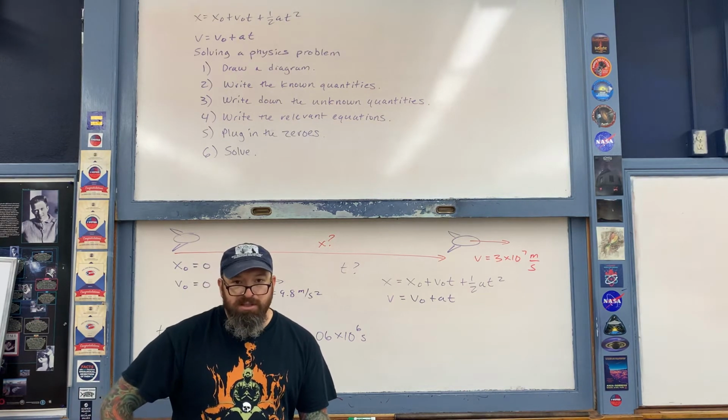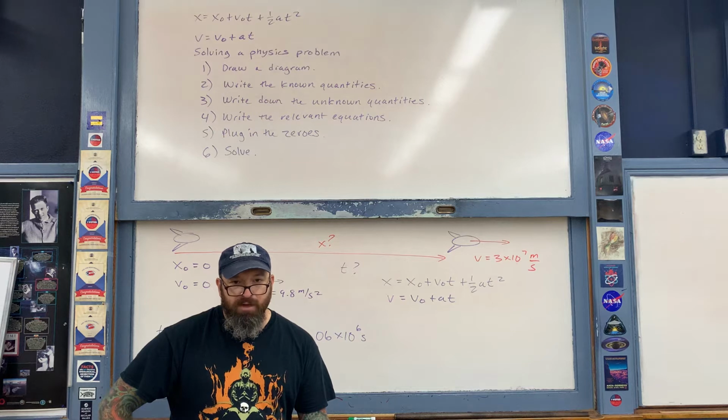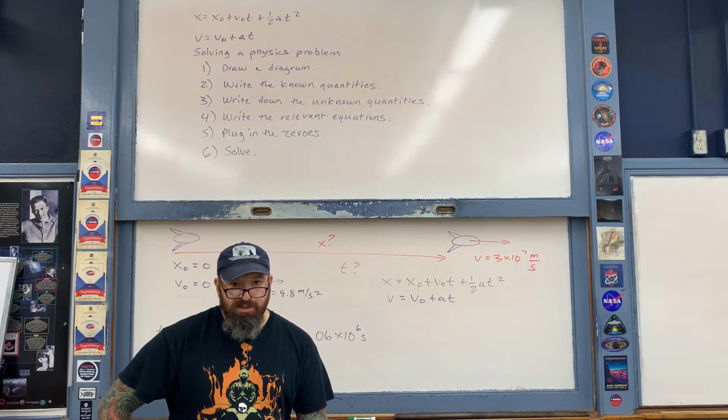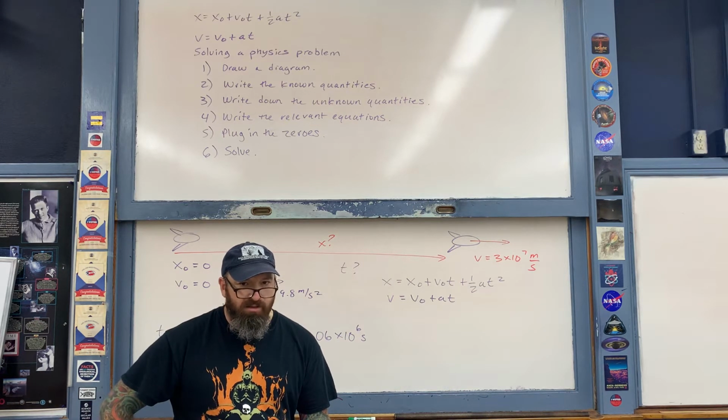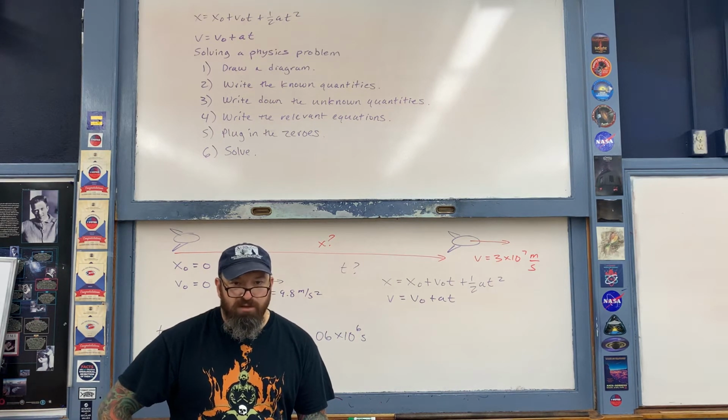There are 60 seconds in a minute. There are 60 minutes in an hour. There are 24 hours in a day. 60 times 60 times 24 gives you the number of seconds in a day. The number of seconds in a day is 86,400. You will probably memorize that number fairly quickly here in this class. This conversion factor will pop up periodically over the course of the year.